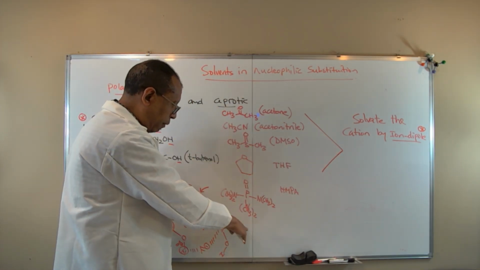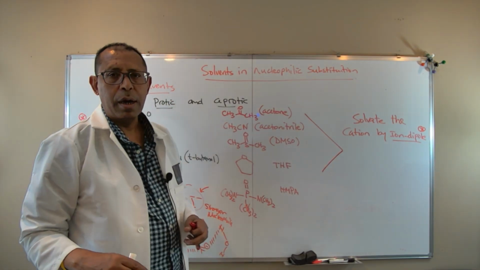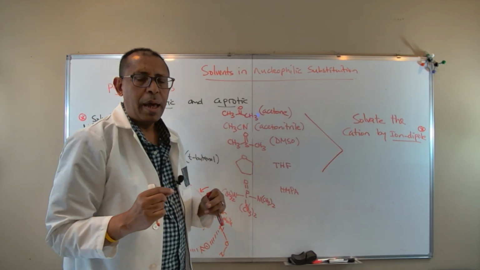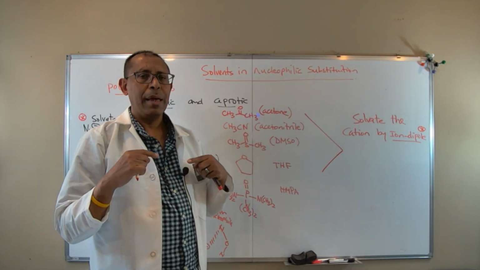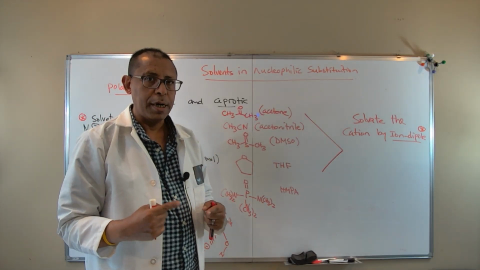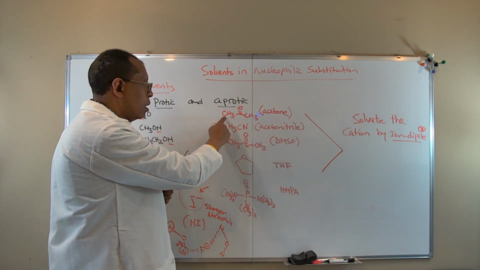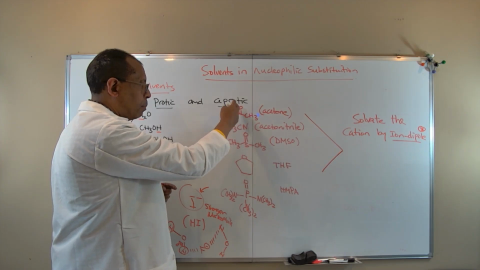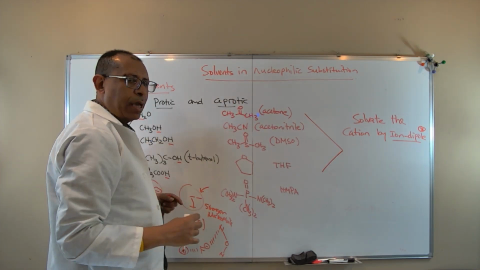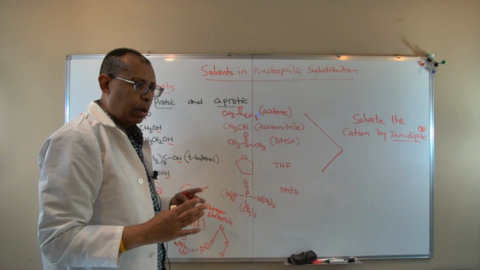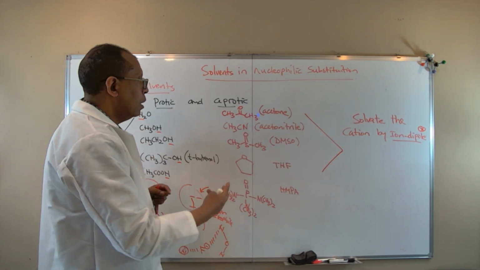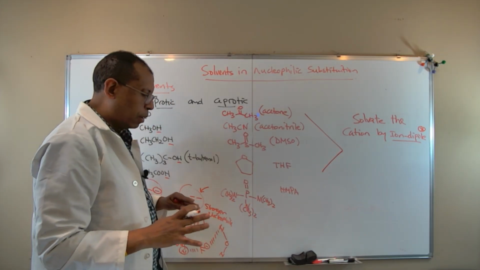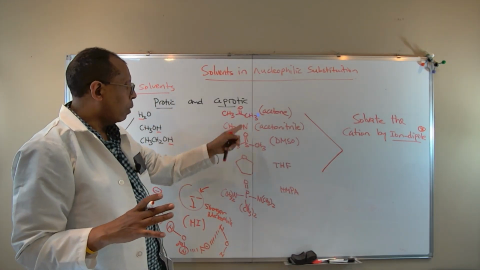So this group of solvents are called aprotic, meaning that they don't have a hydrogen that is capable of making hydrogen bonding. If you just look at the structure, the carbon-oxygen bond is the polar bond. It doesn't have any hydrogen that's on an electronegative atom. Therefore, they cannot make hydrogen bonding. They don't have protons on them.